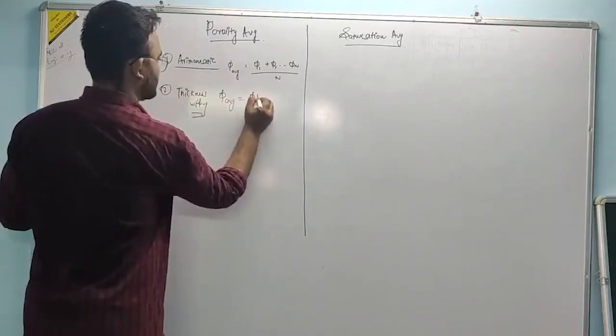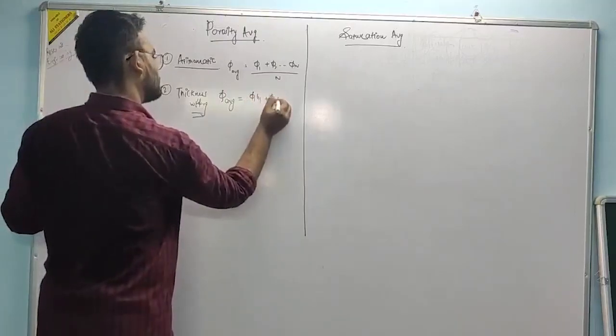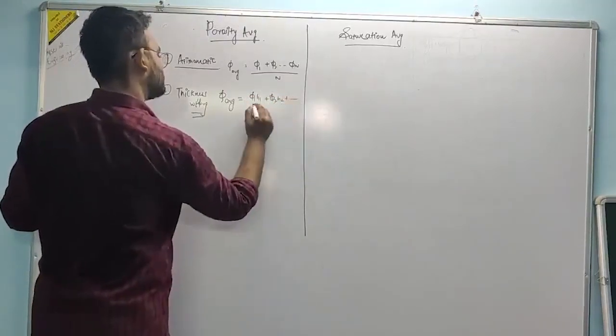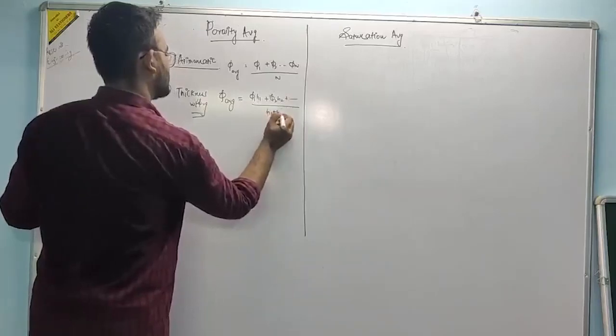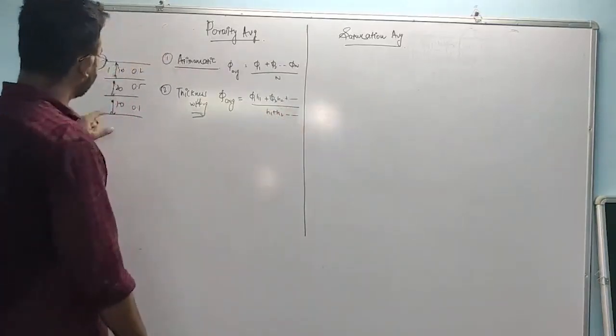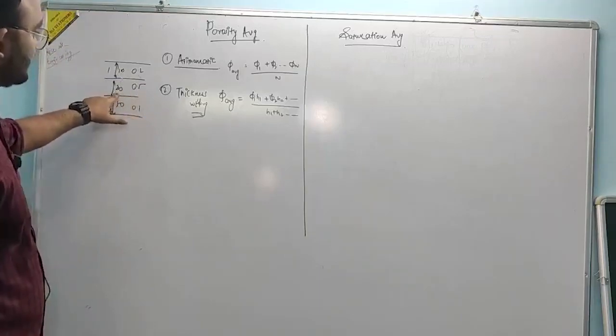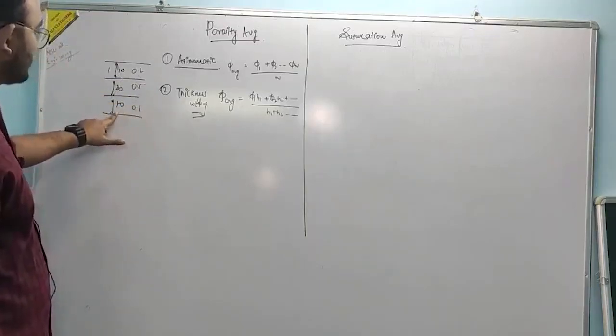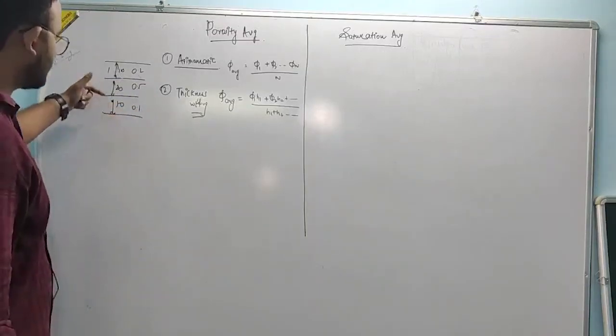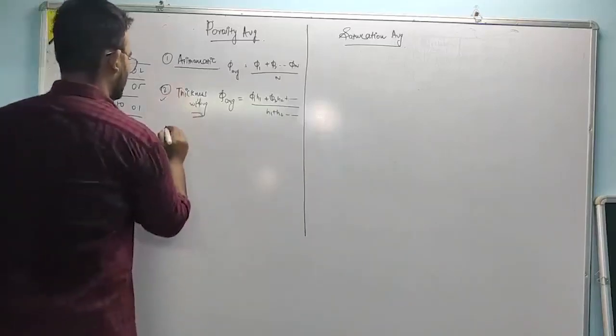phi 1 H1 plus phi 2 H2 plus so on, up to, divided by H1 plus H2 plus so on. So in this case, 0.2 multiplied by 10 plus 0.5 multiplied by 20 plus 0.1 multiplied by 10, divided by 10 plus 20 plus 10. This is thickness average porosity.